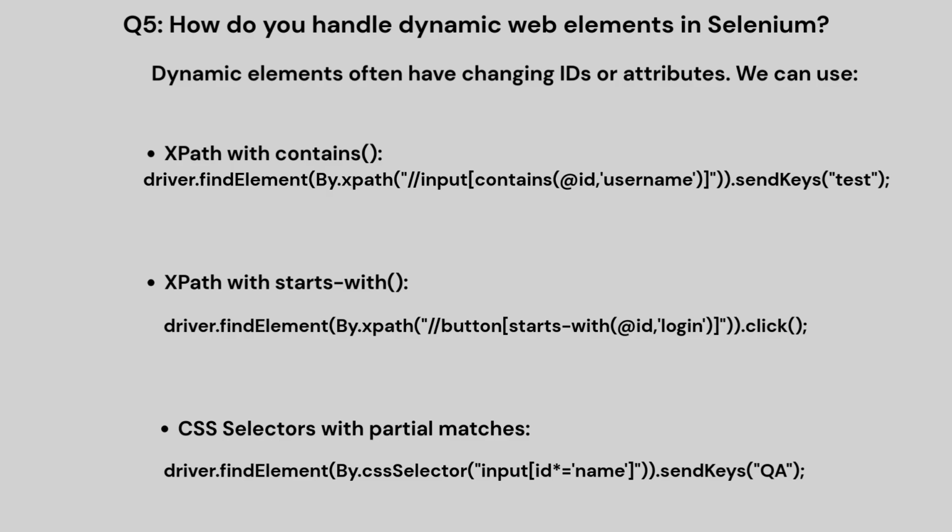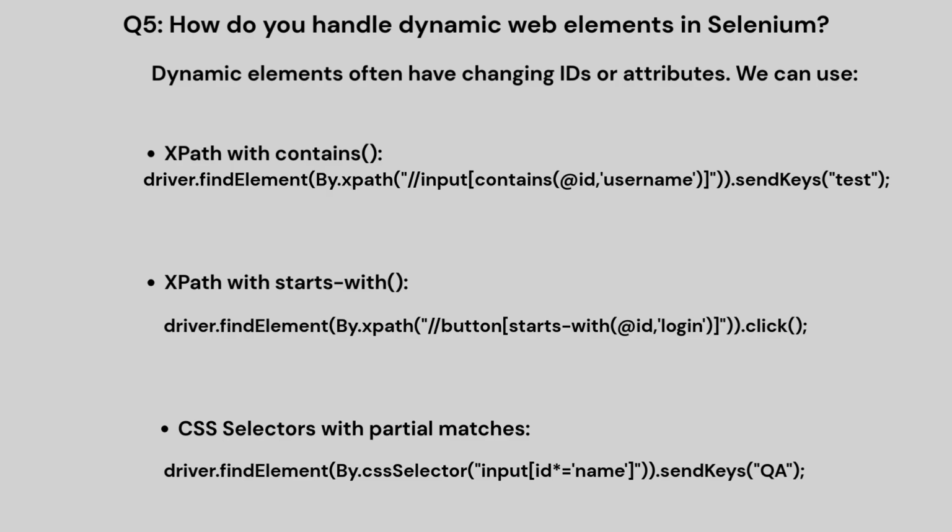Now XPath with contains: as you can see in the code snippet, it's mentioned driver.findElement, you specify By.xpath, and this is the syntax for contains: double slash input, square bracket open, contains, and within the brackets you can specify the ID and close the brackets, and then use .sendKeys or .click, whatever. Now the second way is XPath with starts-with.